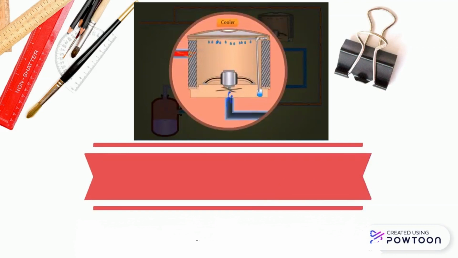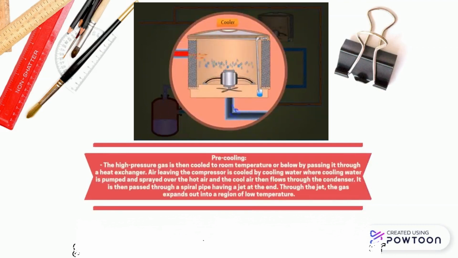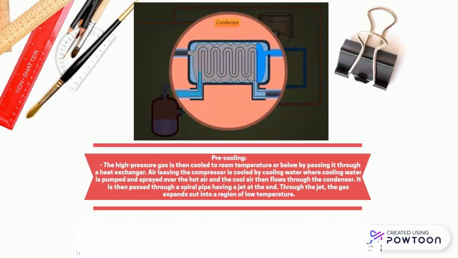Next, pre-cooling. The high-pressure gas is then cooled to room temperature or below by passing it through a heat exchanger. Air leaving the compressor is cooled by cooling water, where cooling water is pumped and sprayed over the hot air, and the cool air then flows through the condenser. It is then passed through a spiral pipe, having a jet at the end. Through the jet, the gas expands out into a region of low temperature.